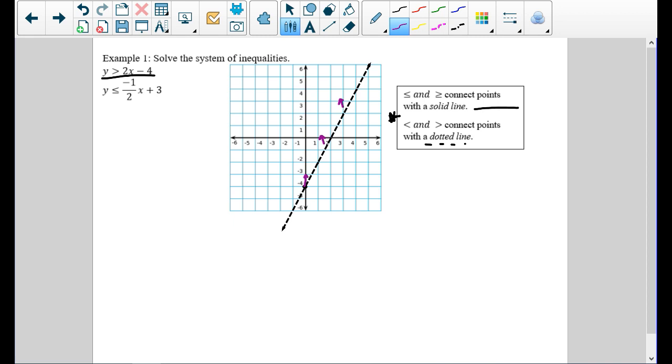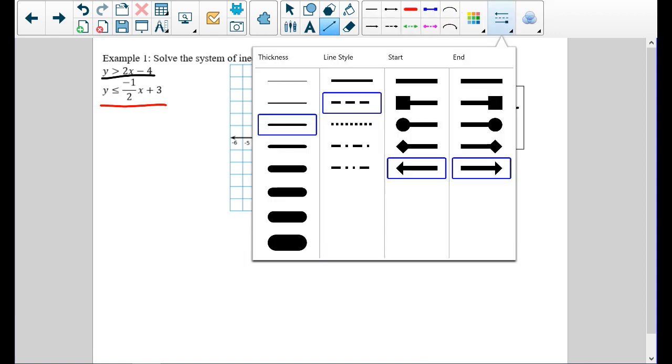Okay? Let's take a look at the second equation. Y is less than or equal to -1/2 x plus 3. So again, the y-intercept is now at +3. Slope is -1/2, so down 1 over 2, down 1 over 2. And again, I can put as many points as I want on there. Since it's less than or equal to, it's going to be a solid line.